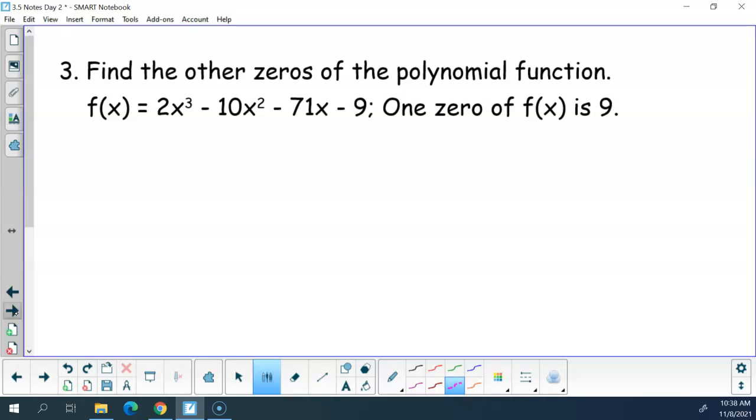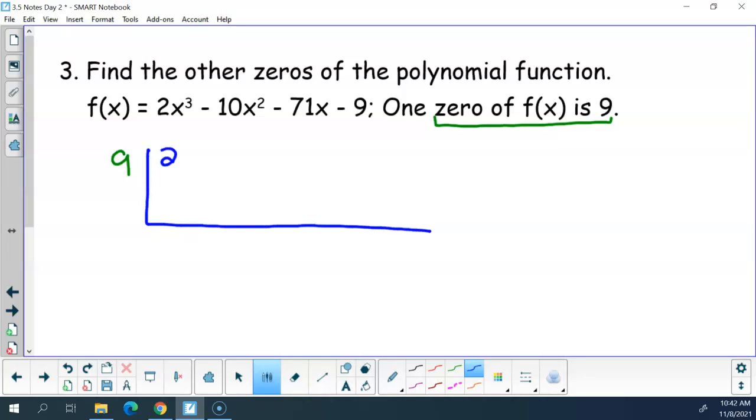All right, try this one. Wait, negative 9 is a 0, right? So 9 goes outside. Coefficients go on the inside. 2, negative 10, negative 71, negative 9.